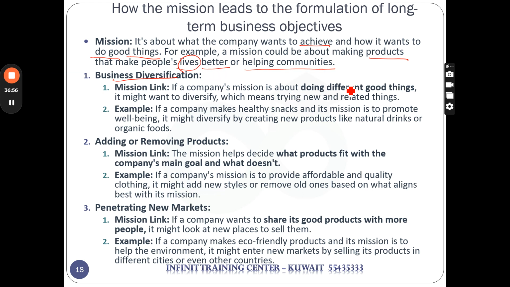So if a company's mission is about doing different good things, it might want to diversify, which means trying new and related things. Example, if the company makes healthy snacks and its mission is to promote well-being, it might diversify by creating new products like natural drinks or organic food. This is based on what? This is based on their vision. What is their vision? To make better products to make people's life better. So they have to diversify. They have to increase the number of products that they have.